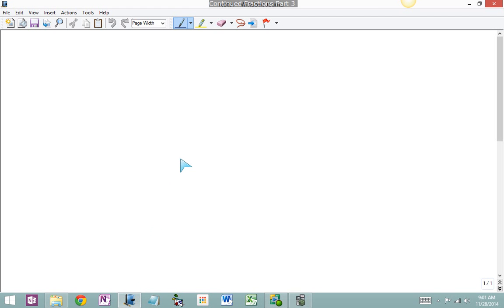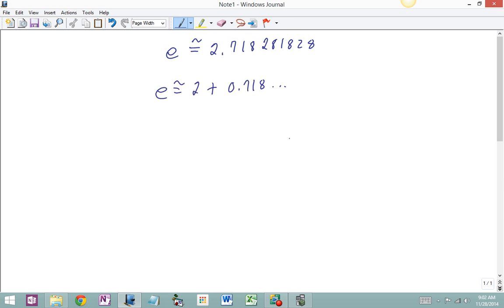Okay, this time in our continued fraction lectures, this is number 3. As promised, we're going to look at the continued fraction for e. And we all know that e is approximately 2.7182812828. And to get the continued fraction, you may recall what we do is we split it up into the integral part plus the fractional part, like so.